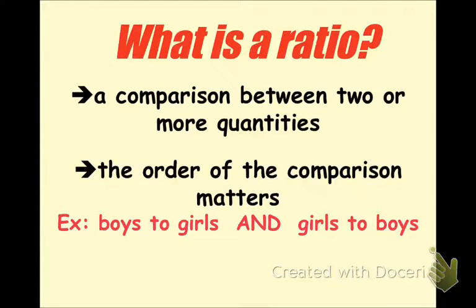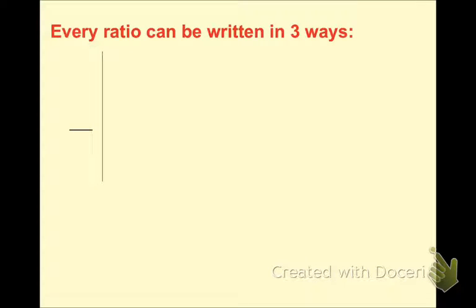There are three ways to actually write ratios. You can see them in any of these three different ways. The first one is just in words, 5 to 7. That would be one way of saying it: first quantity, the word TO, second quantity. So first number to the second number.